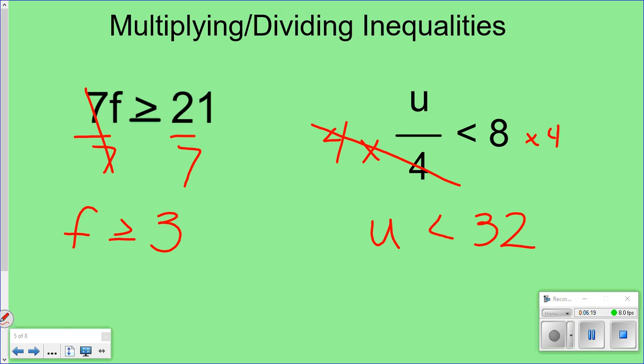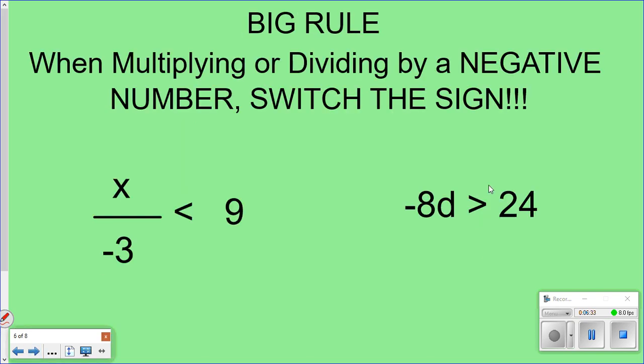Does anybody remember that? We had to flip a sign last year. There was a certain time when we had to flip a sign. These, not so much. Anybody need this yet? Is it whenever something's negative? Yep. Yes. Okay, here's your big rule.